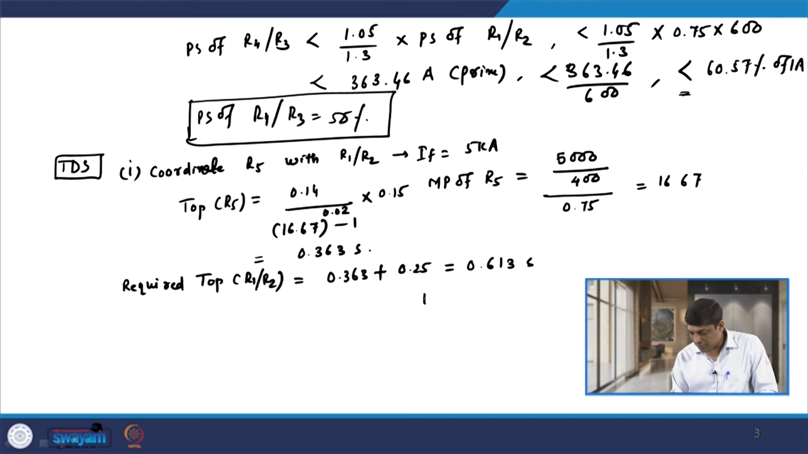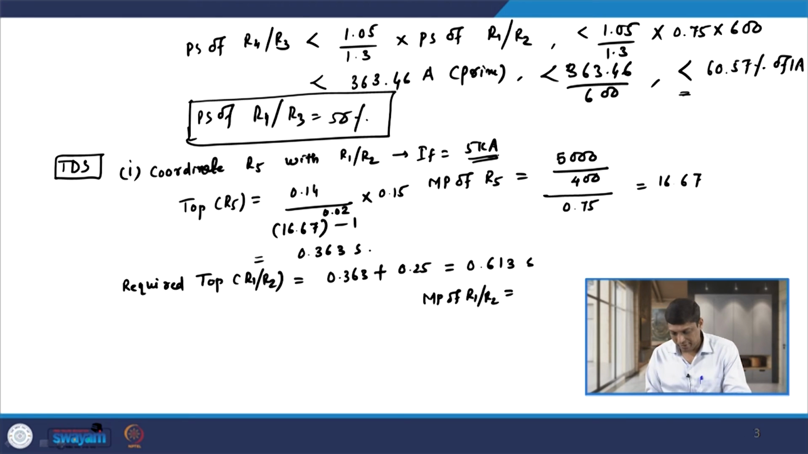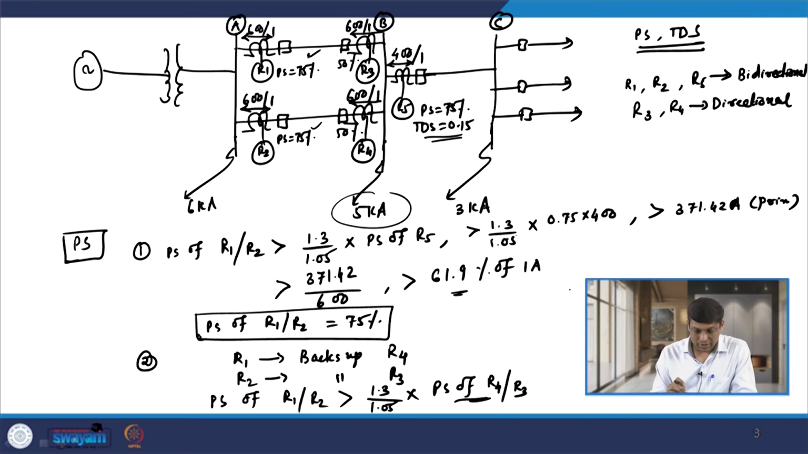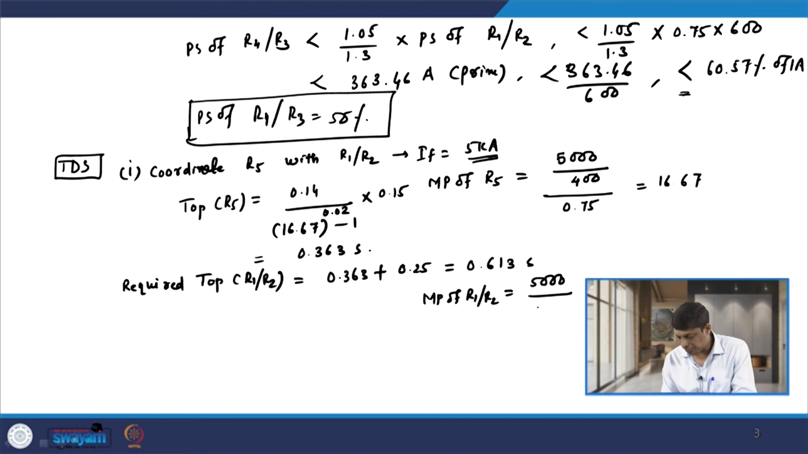So, now let us find out what is the MP of R1 oblique R2 for the same magnitude of fault current, that is 5 kilo ampere, right. So, for 5 kilo ampere, that is 5000 ampere divided by CT ratio of R1 and R2. So, CT ratio of R1 and R2 is 600 by 1 and its plug setting is 75%. So, that is 600 divided by 0.75. So, this value comes out to be 11.11.